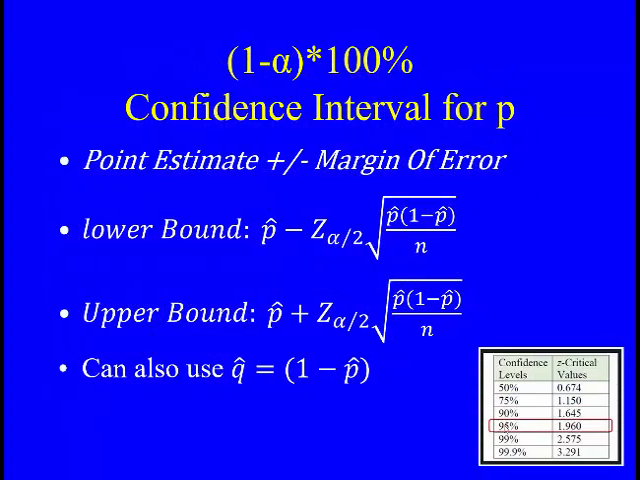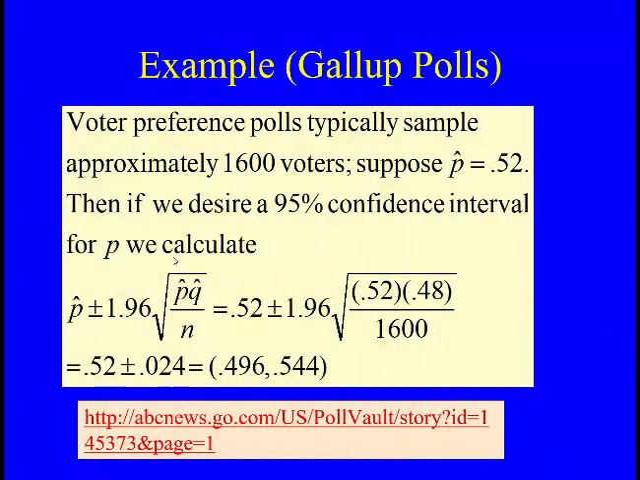Well, I want a 95% confidence interval, so it's just 1.96 times the square root of p hat, and remember 1 minus p hat I called q hat, divided by n. So it's 0.52 plus or minus the critical value. 0.52 comes from the p hat, 1.96 times the square root of p hat, which is 0.52, times 1 minus p hat. So 1 minus 0.52 is 0.48, divided by 1600. So you have to take the square root of all of that.